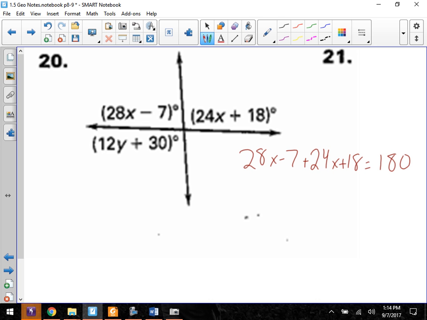And you go from there. When you figure out that value of x, remember we always would go to the vertical and set those 2 equal to each other.